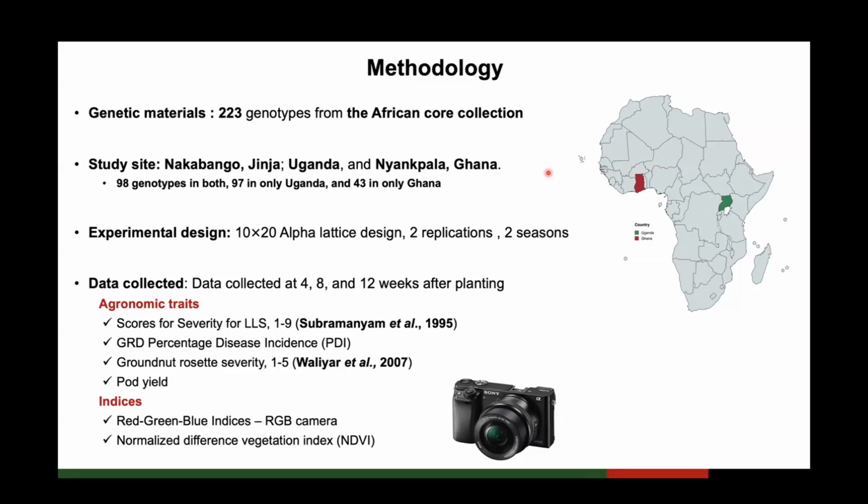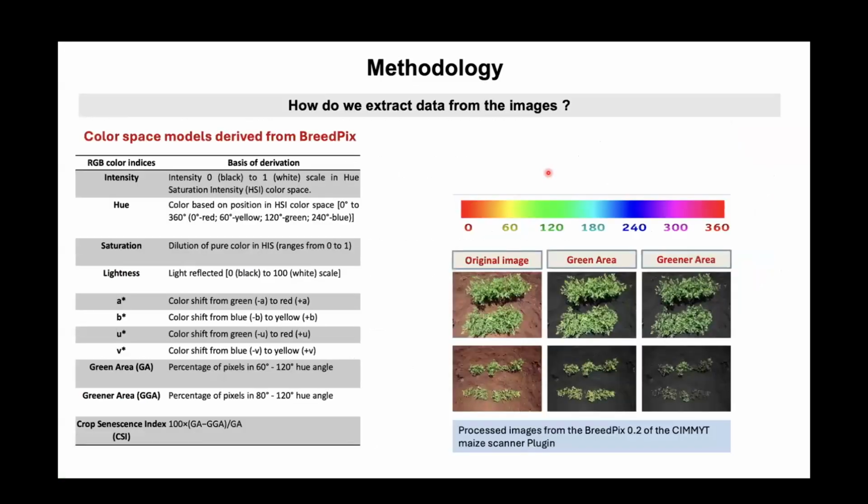For our remote sensing tools, we used simple handheld cameras, an RGB camera, a Sony Alpha 600, for taking pictures of the plots. We also used a handheld GreenSeeker for taking the NDVI of the plots. After the images were taken, we used a simple open source software, BreedPix from CIMMYT, to derive color space models, which included the hue, saturation, greener area, crop senescence index, and green area.